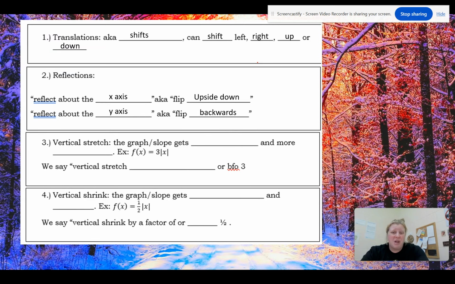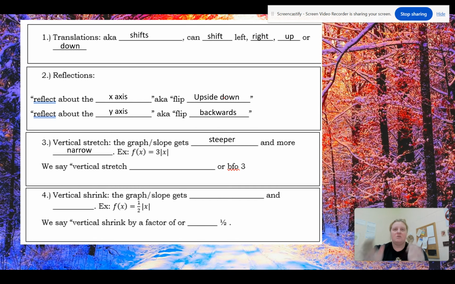Now, I'm not too picky about word usage in here. If you say translate left 3, that's fine. You can also just say left 3 and I'll get what you're talking about. You don't have to say reflect about the x-axis. You can just say it's upside down. That's fine. I want to know if you memorize the rules with the movements. Now 3 and 4, I am going to be picky about that. We want to get the wordage correctly.